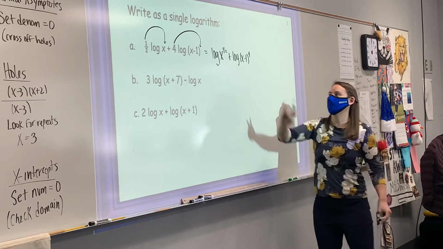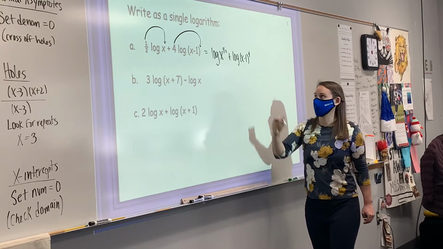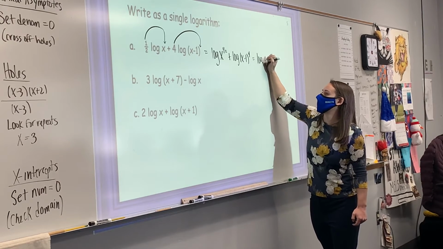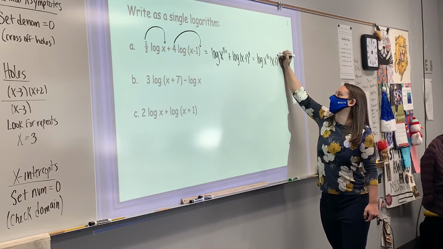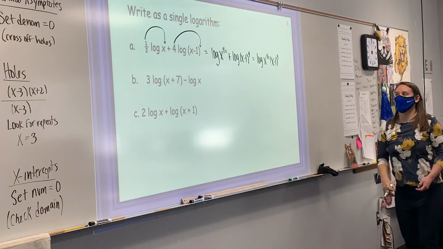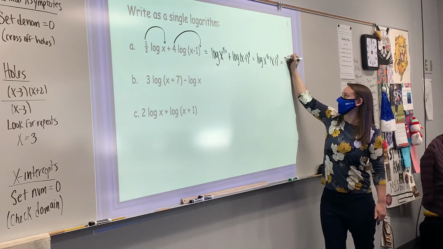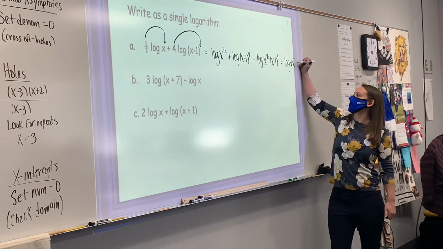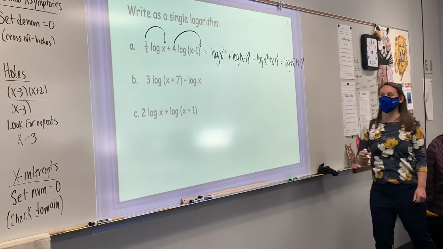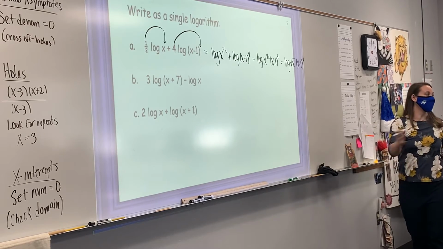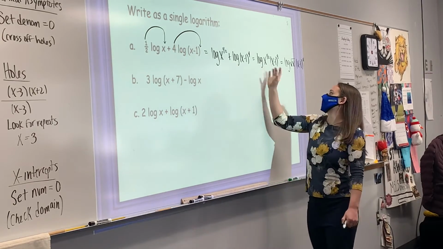Now I deal with the addition, and addition becomes what? Multiplication. So now this becomes log of x to the 1/2 times x minus 1 to the 4th. And that to me is done, unless you wanted to rewrite this as log of square root of x times x minus 1 to the 4th, because we know that x to the 1/2 is the same thing as the square root of x. So we're literally going in the opposite direction. First we put up the exponent, then we change the addition to be multiplication.